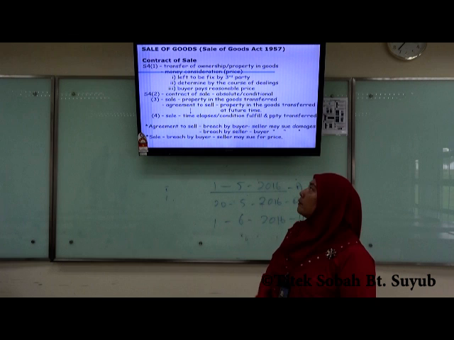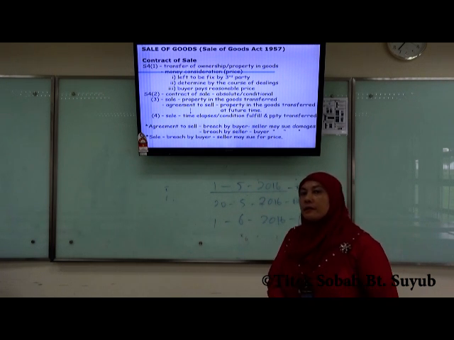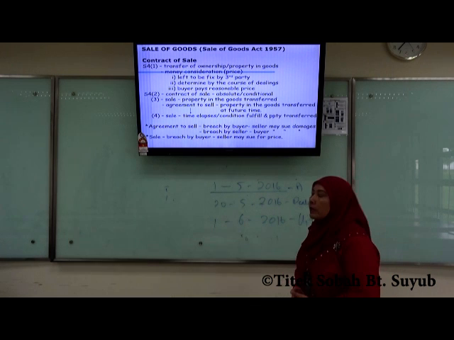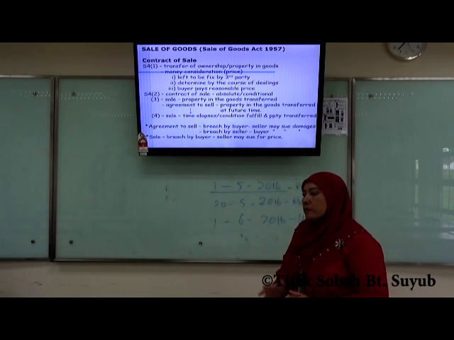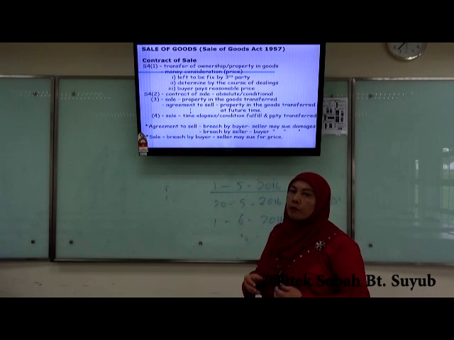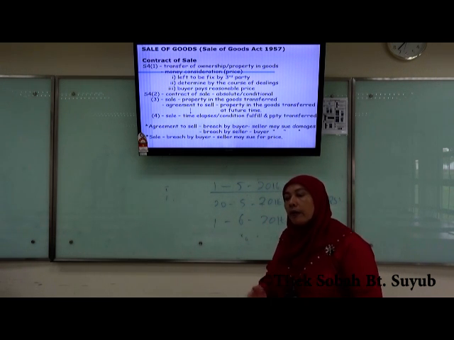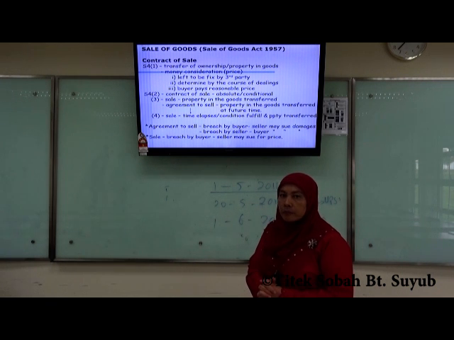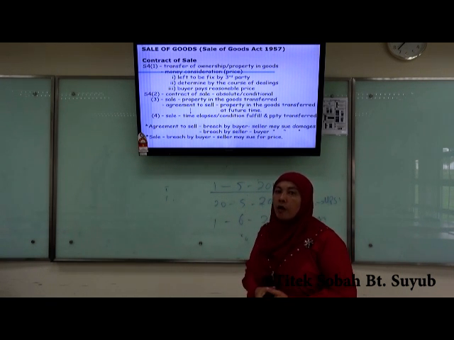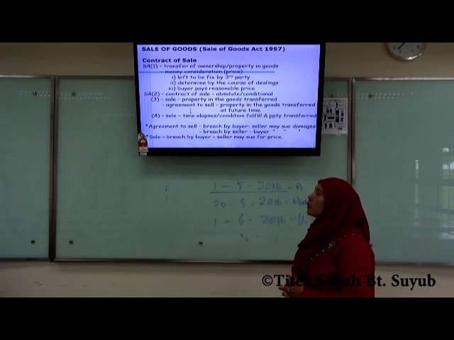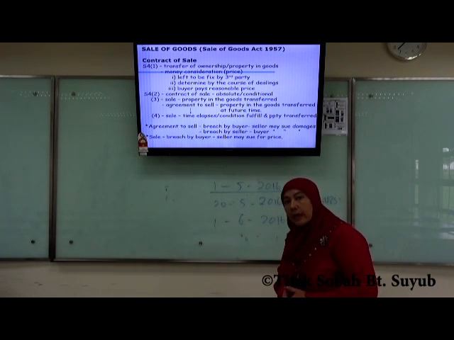Today our subject will be sale of goods, and the statute we will be referring to is the Sale of Goods Act 1957. Actually, with this sale of goods, we are going to focus on contract. However, this is a contract of sale, a contract of selling and buying of goods. So we need to consider what actually is the definition of a contract of sale.